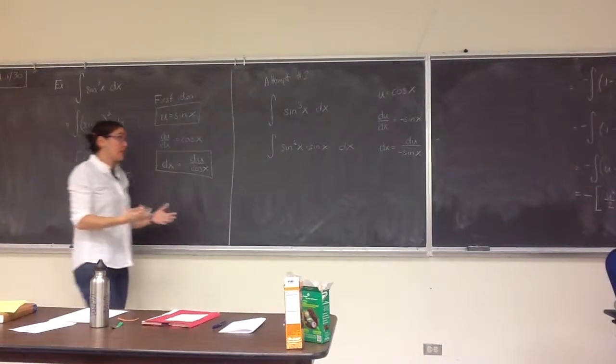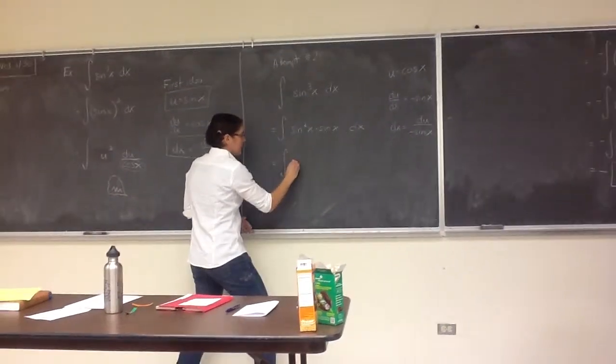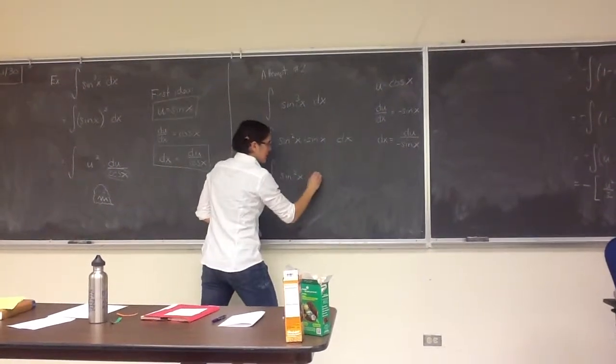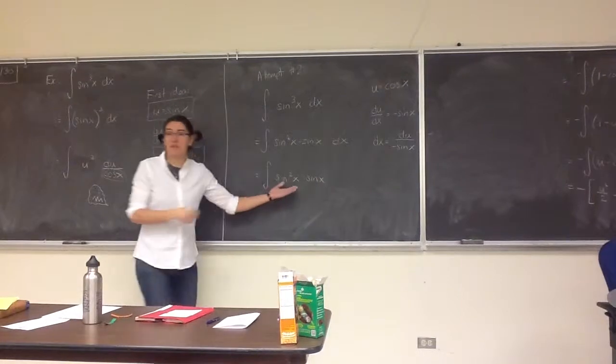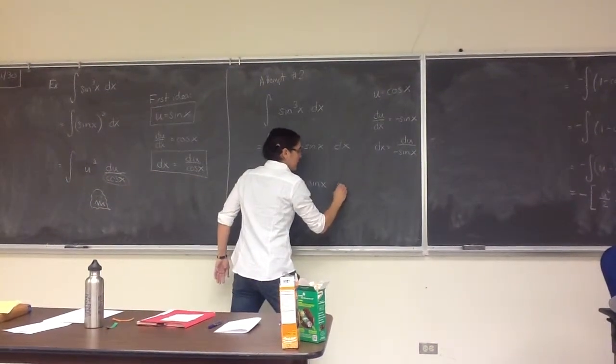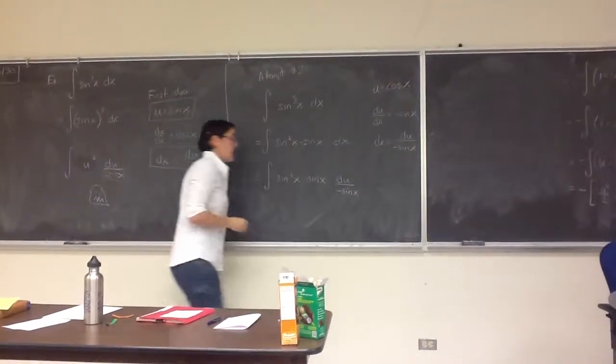And this is making me feel a little bit better, because at this point, I now have the integral of sine squared x times sine x. I didn't have anything to substitute u in for. And my dx would become du over negative sine x.